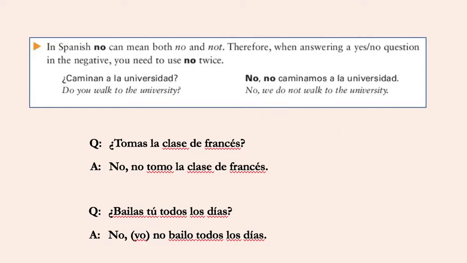Por ejemplo, ¿tomas la clase de francés? No, no tomo la clase de francés. No, I don't take a French class. ¿Bailas tú todos los días? No, no bailo todos los días. If you were to put yo in there to be emphatic, you would put it between the two no's, right? No, yo no bailo todos los días.